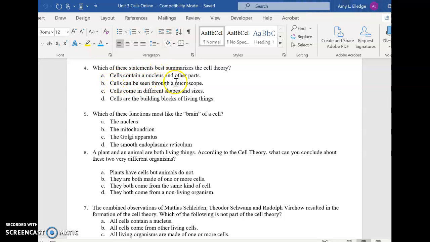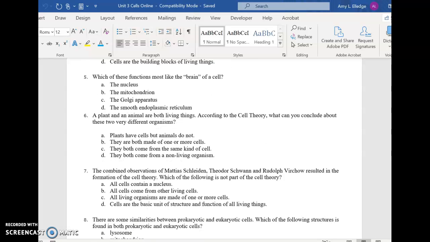B, cells can be seen through a microscope. I mean, that's true, but is that part of the cell theory? I don't know. C, cells come in different shapes and sizes. Well, that's also true, but is it part of the cell theory? D, cells are the building blocks of living things. Oh, that's also true and part of the cell theory. Because the cell theory says that cells are the basic unit of structure and function, which is very similar to this statement right there. So the answer should be D.